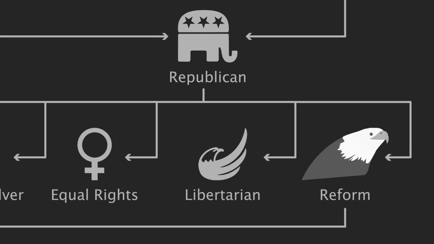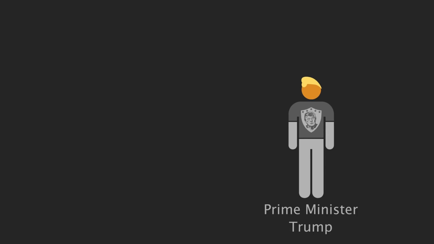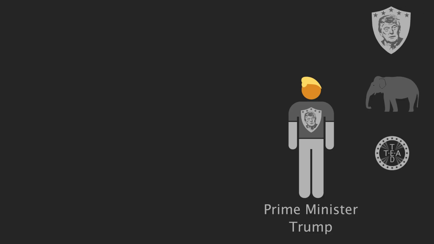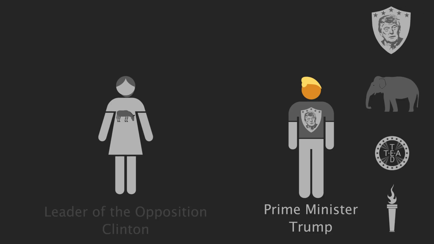So perhaps the safe money would be on a Trump Primeministership, leading a coalition of the Make America Great Again Party, working with the Republicans, the Tea Party, and the Libertarians, with Hillary Clinton leading the opposition.